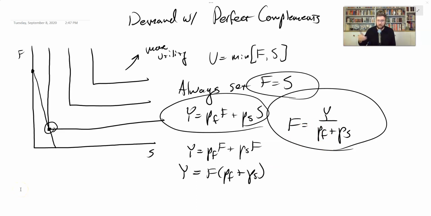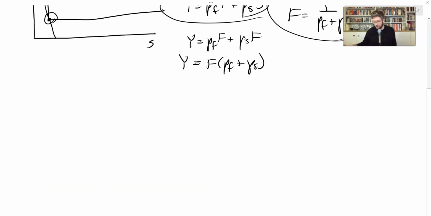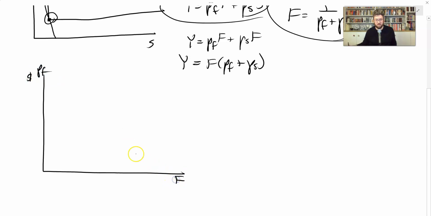Actually, before moving on, let's just graph this thing real quick. So demand under perfect complements doesn't look that weird. We've got the price of food, and we've got the demand for food. And we know the function is Y over PF plus PS. So it kind of looks like this. As PF gets bigger and bigger, demand gets pulled closer and closer to zero. There you go.